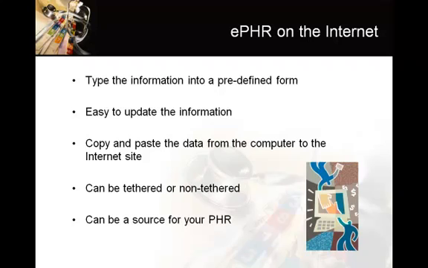The other type of electronic PHR is on the internet. In this type of version, the information is typed into a predefined form. It's easy to update the information, and you can actually copy and paste the data from the computer to the internet site. These sites can be tethered or non-tethered, and they can actually be a source for your own PHR.